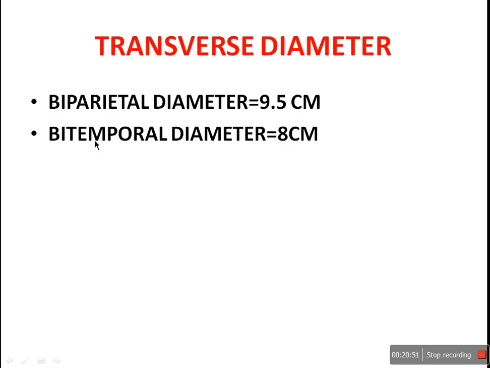Then the bitemporal diameter means between the two temporal bones. Bitemporal diameter is 8 centimeter.